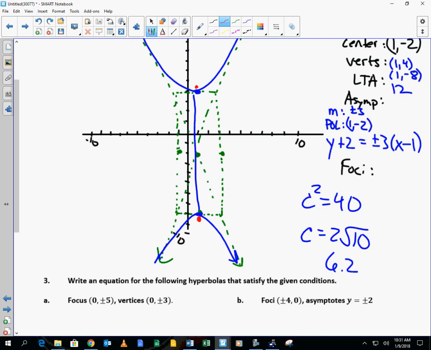So what's the x value of the location of the foci? 1, and then the y value will be negative 2 plus or minus 2 roots of 10. So we added 2 roots of 10, and we subtracted 2 roots of 10. That's the location of our foci. 1 is the x value. And then from negative 2, because it's our center, we move up 2 roots of 10 and down 2 roots of 10.